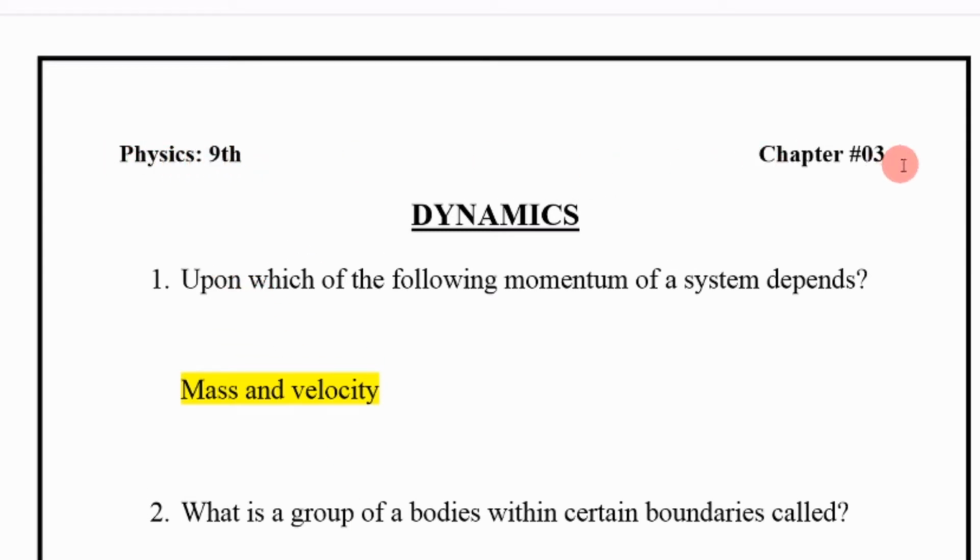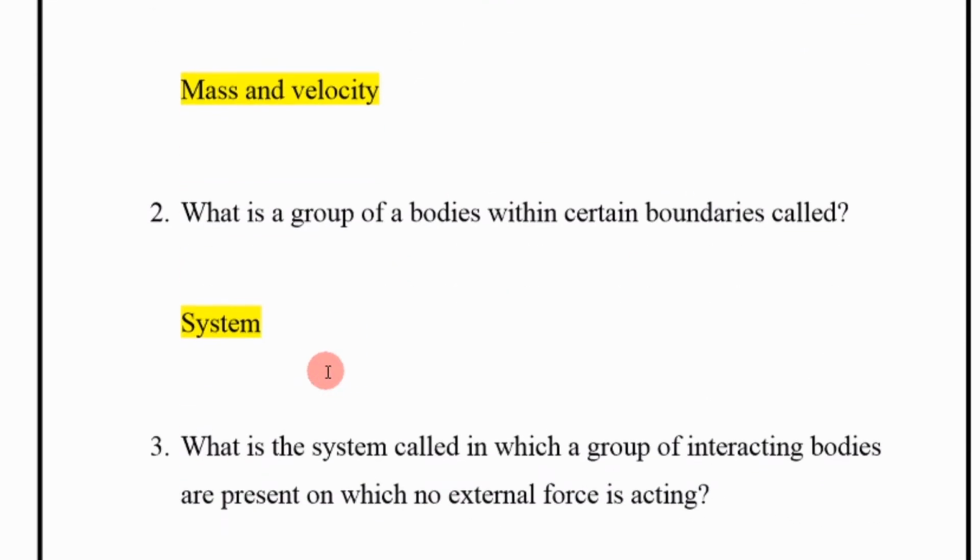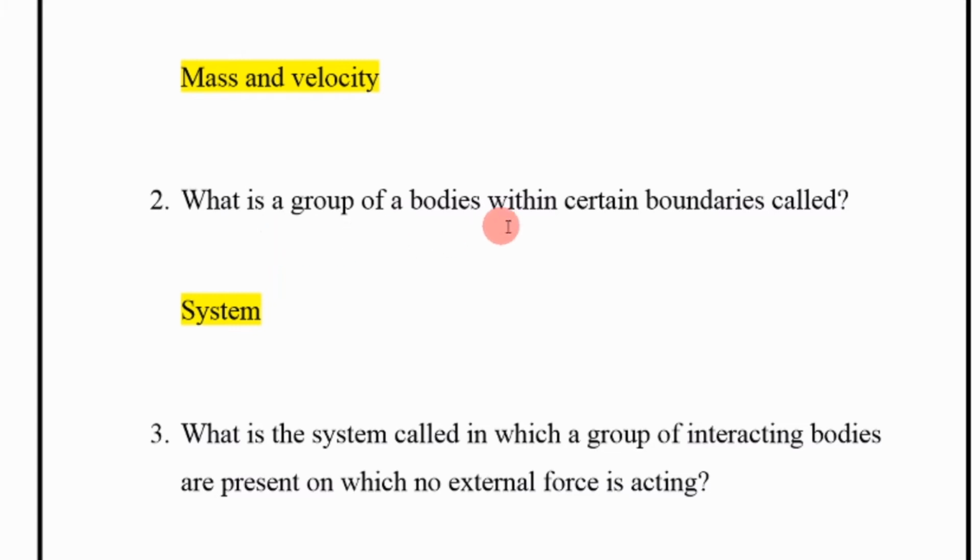Physics 9th, chapter number 3, dynamics. First, upon which of the following does the momentum of a system depend? Mass and velocity. Next, what is a group of bodies within certain boundaries called? System.